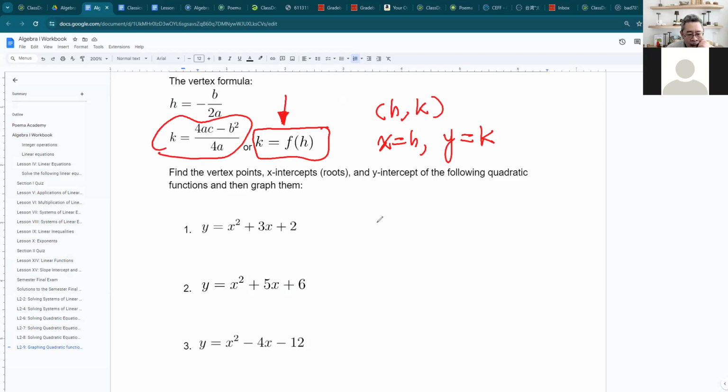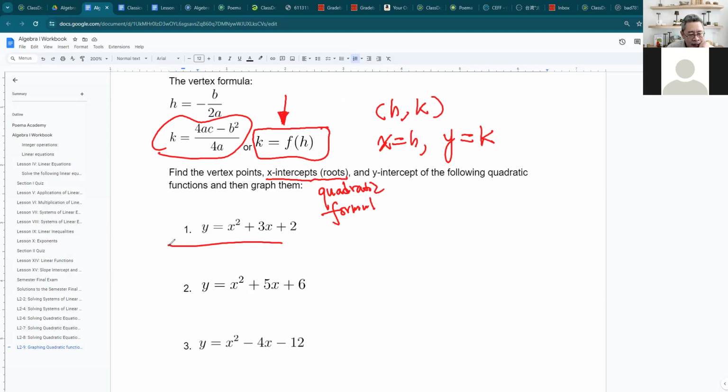Okay, now we need to find the vertex point. This is the vertex formula. We also need to find the x-intercept, which is called the roots of the function. That is using the quadratic formula. And the y-intercept is actually pretty easy, just our c.